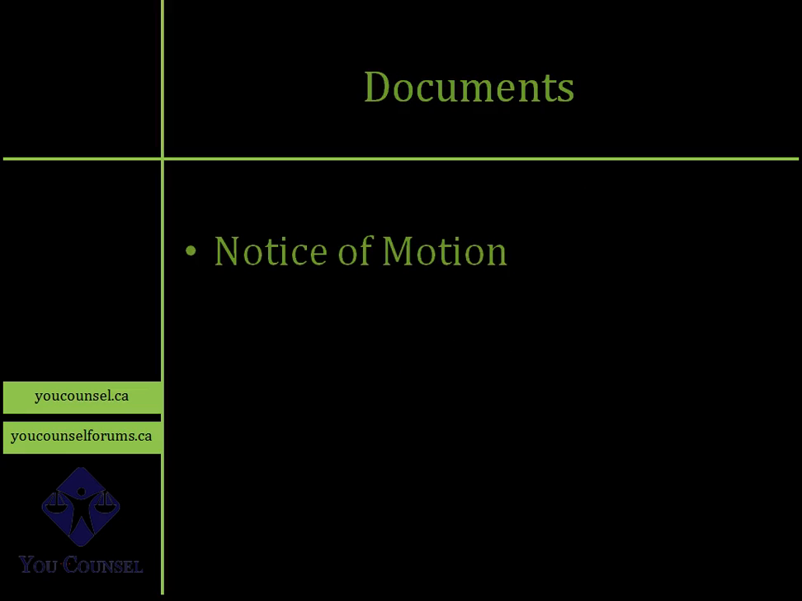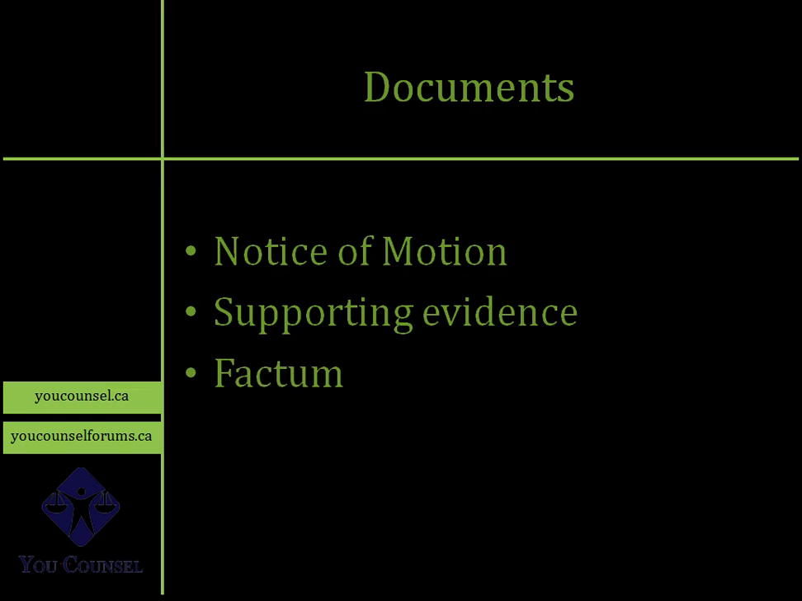I talked about motion material. Motion materials are essentially the notice of motion. There's a form for it, a Rules of Civil Procedure form that you can download online, and then you have to provide supporting evidence. Obviously, you must present evidence why you should be given the remedy that you're asking. In some cases, you may need a factum. In the majority of ex parte motions, you may not need a factum. As long as you have a notice of motion and supporting evidence, that may be sufficient.